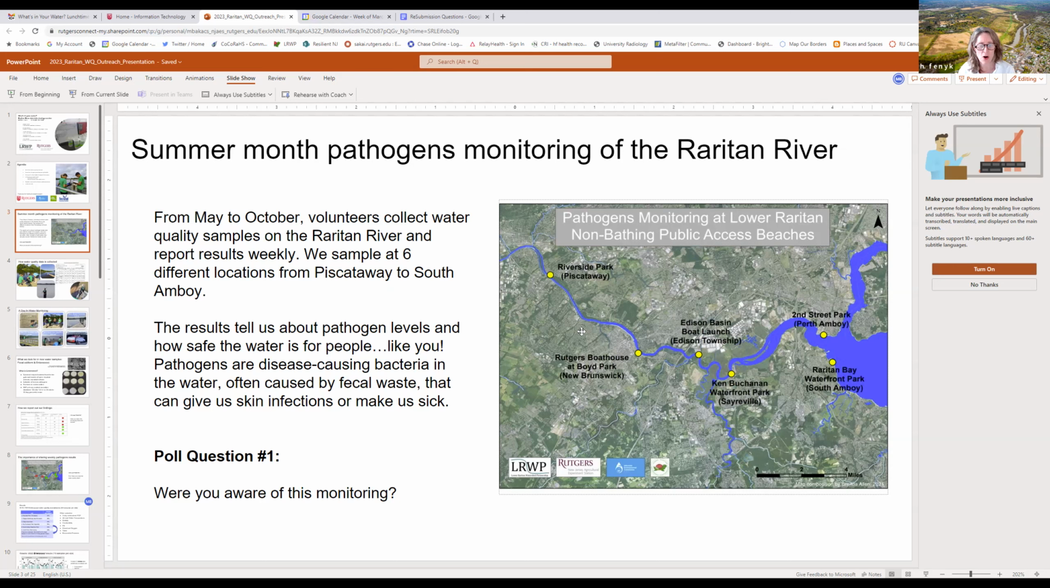So pathogens are disease-causing bacteria that are often caused by fecal waste. So what we're testing for are two things. We're testing for the amount of fecal waste and also for the amount of a specific type of pathogen called Enterococcus in the waters. So we have a poll here for you.